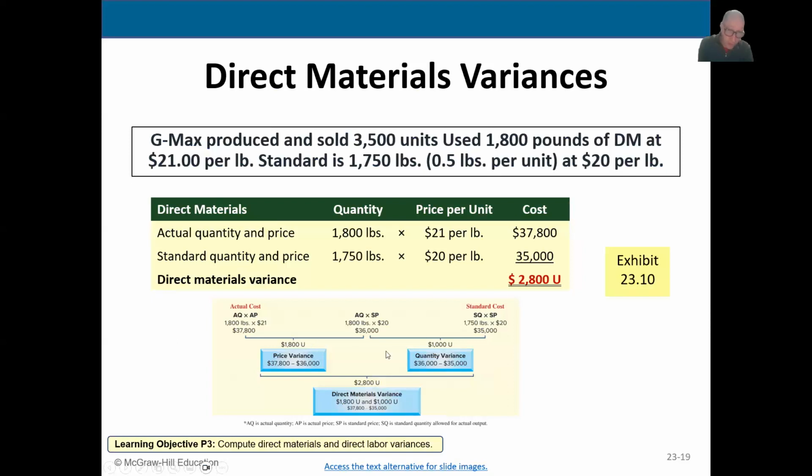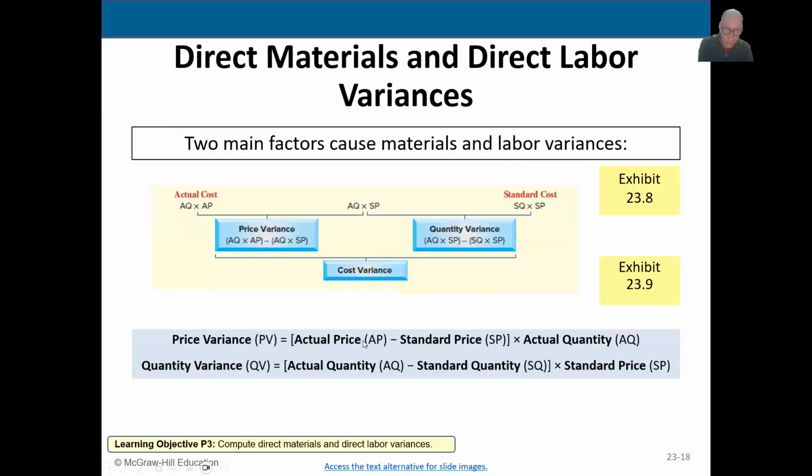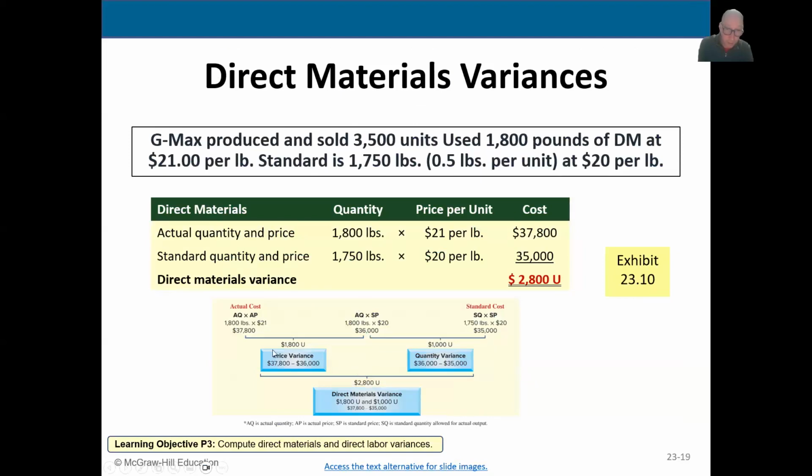Now, of course, to find the direct materials variance, we take our price variance plus our quantity variance to give us our direct materials variance. Make sense? Did we do okay? Yes, it does make sense.